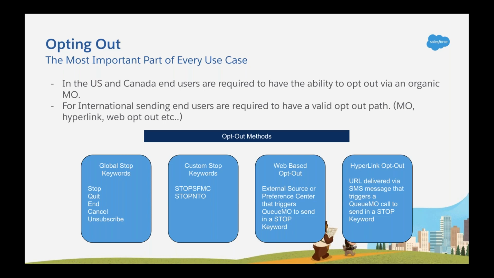And then the other two are very related, and that's a web-based opt-out and a hyperlink opt-out. Both of those will actually utilize that QMO API in order to take that end user's mobile number, and it will essentially send in a mock MO or fake MO on behalf of that end user, and therefore opt them out within our system.